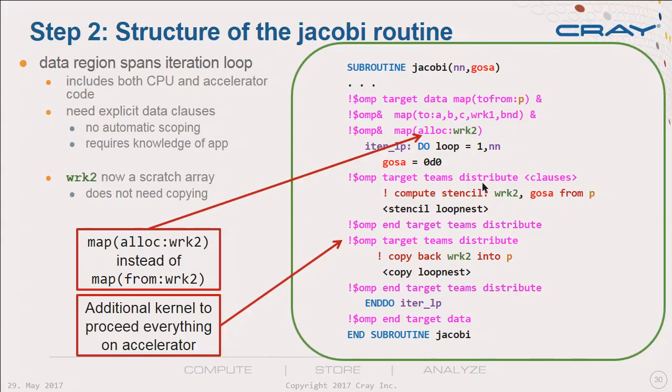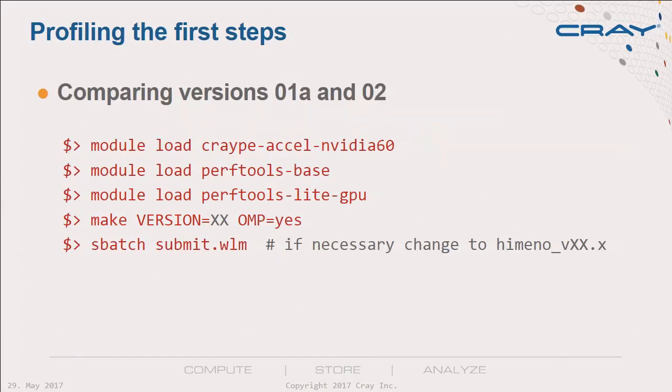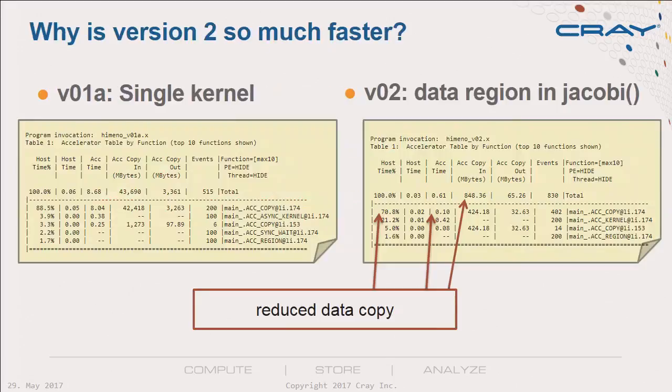Without this data region, 1,000 times the data is copied to the GPU, and at the end of the kernel, the data is copied back. Now we introduce this data region, and we say at the beginning, okay, there is some data I need to copy to the GPU, and I need to copy back at the end of the data region, and there is some memory I need to allocate. So just to remind you, doing the same again. So yeah, that's a good idea.